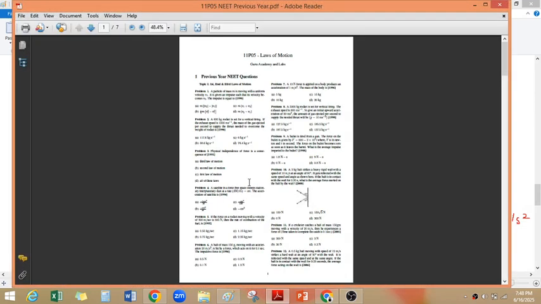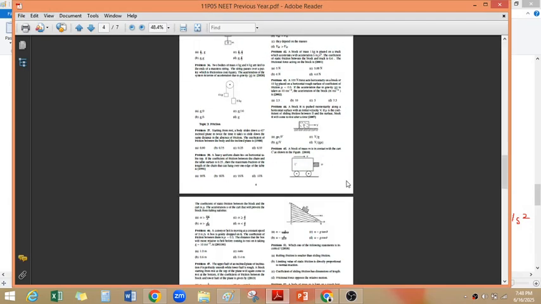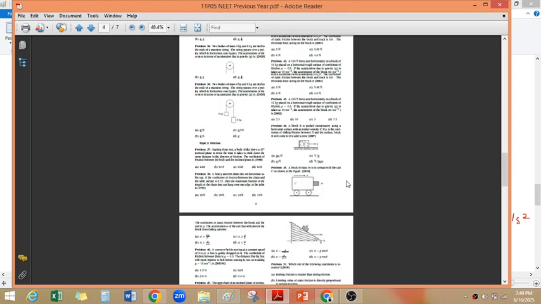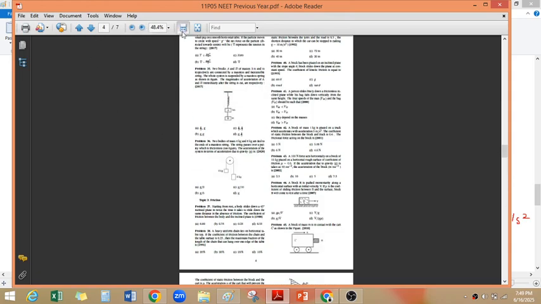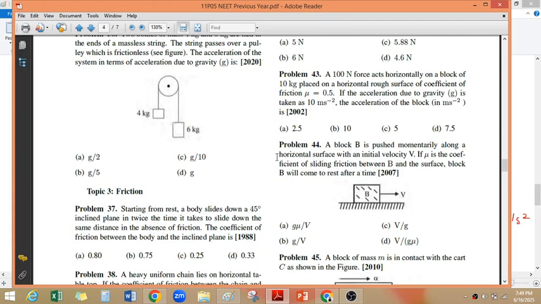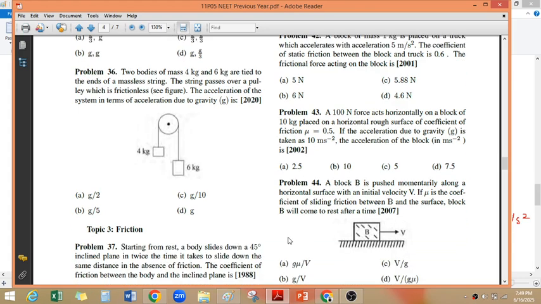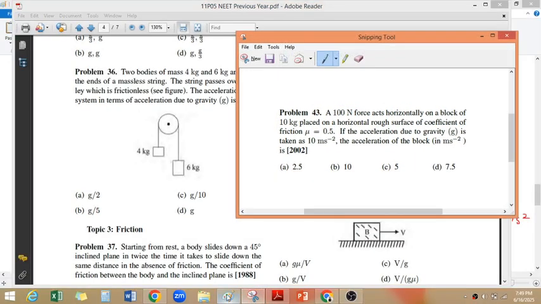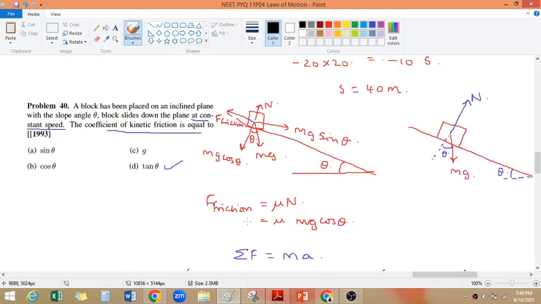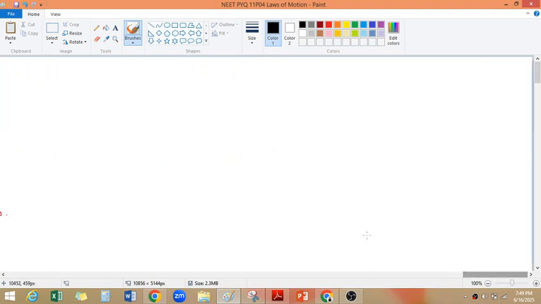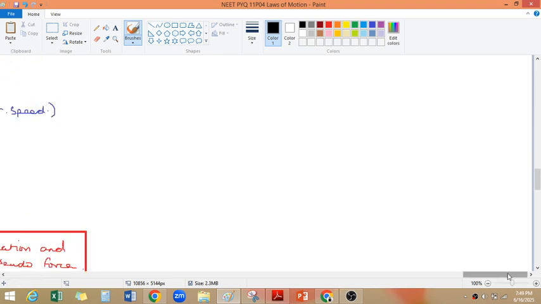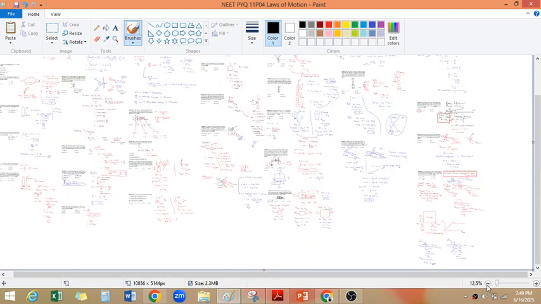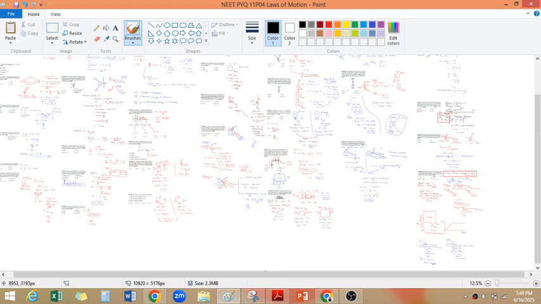42 we have done. 43, let's see. So 42 we finished, 43 we can check it out. Don't have enough space here. Maybe I should start.